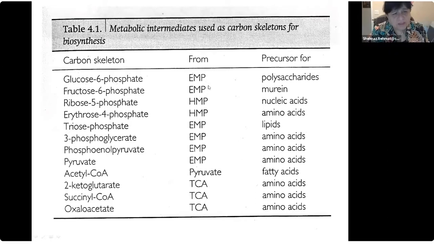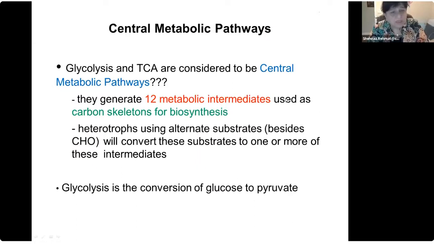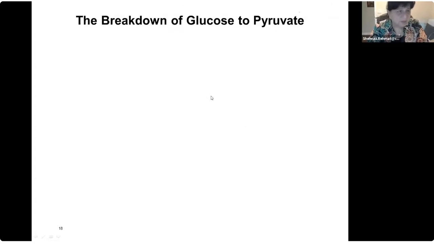Am I giving you the idea that these 12 compounds are very important, and we will be using them again and again? So you want to know where they are generated and eventually where they will be used as precursors to synthesize what other stuff that the cell has to make. So your central pathway does create these, as we say, 12 metabolic intermediates. Those 12 metabolic intermediates will be very important for us.